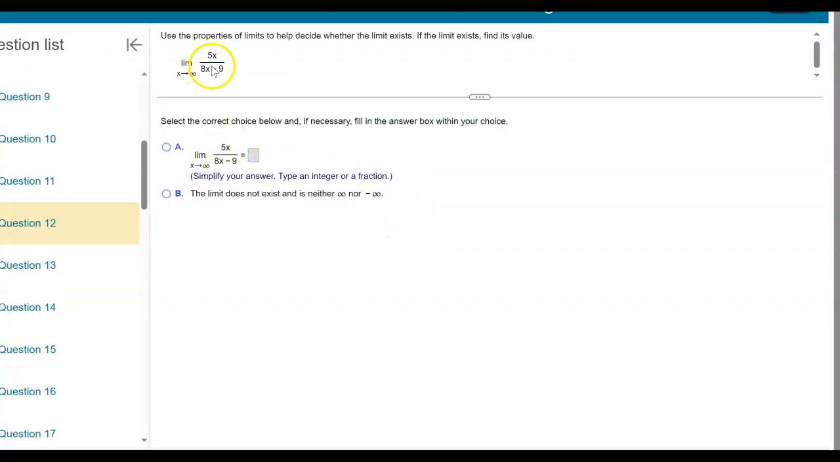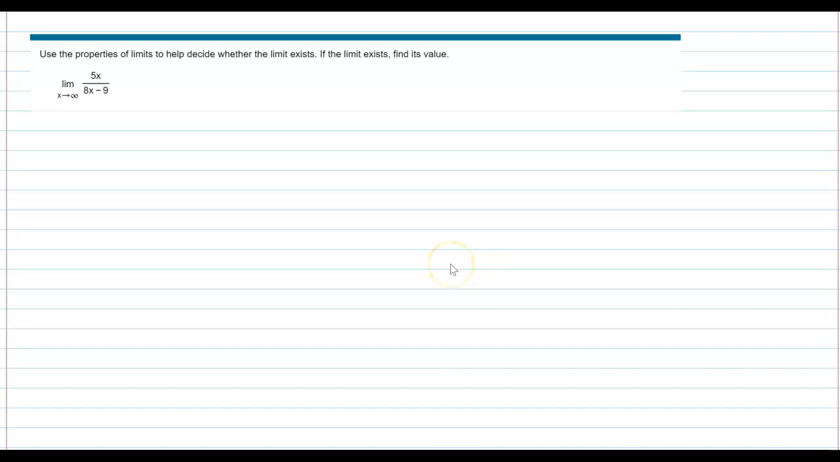Now in this next problem, we have 5x over 8x minus 9, and that is x approaches infinity. So this is under the topic of limits at infinity. Now we have a technique here that we could use. To compute for something like this, you can just compare the degrees in the numerator and in the denominator. I'll show you how to do that. So again, this would only work if you're looking at the limits at infinity. So if it is x approaches either positive or negative infinity.